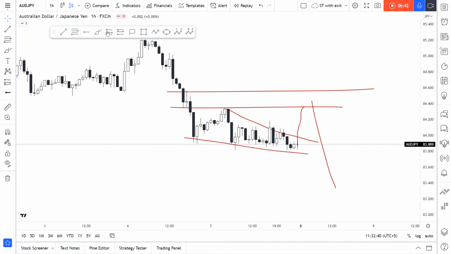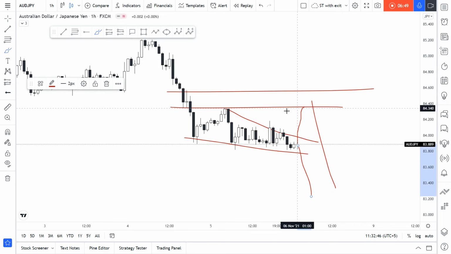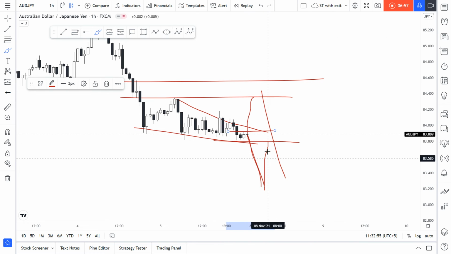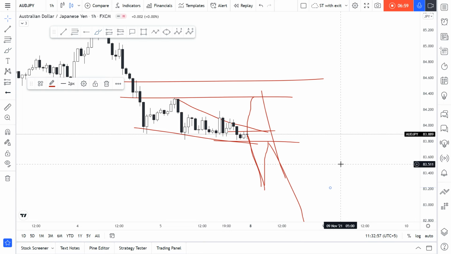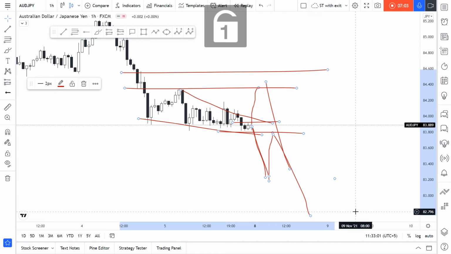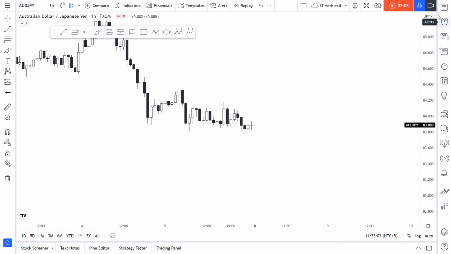Everything might happen next week. It can just fall straight down, or it will fall down over here, then go back to retest this zone, and then fall down further. So this is my view on AUDJPY.